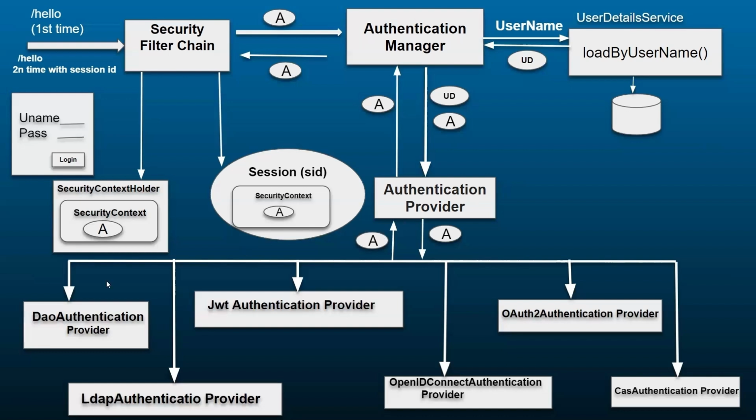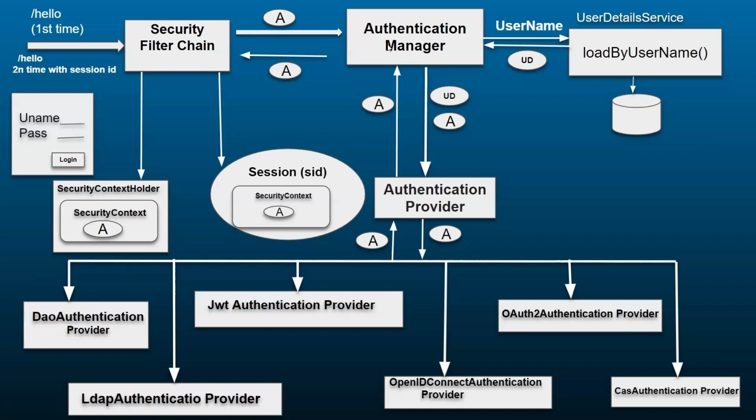The authentication provider validates the user object and the authentication object, and then finds that the password is wrong. In that case, it throws an exception for an invalid password. I don't remember the exact name of the exception, but there is such an exception. Then that exception gets propagated to the authentication manager.